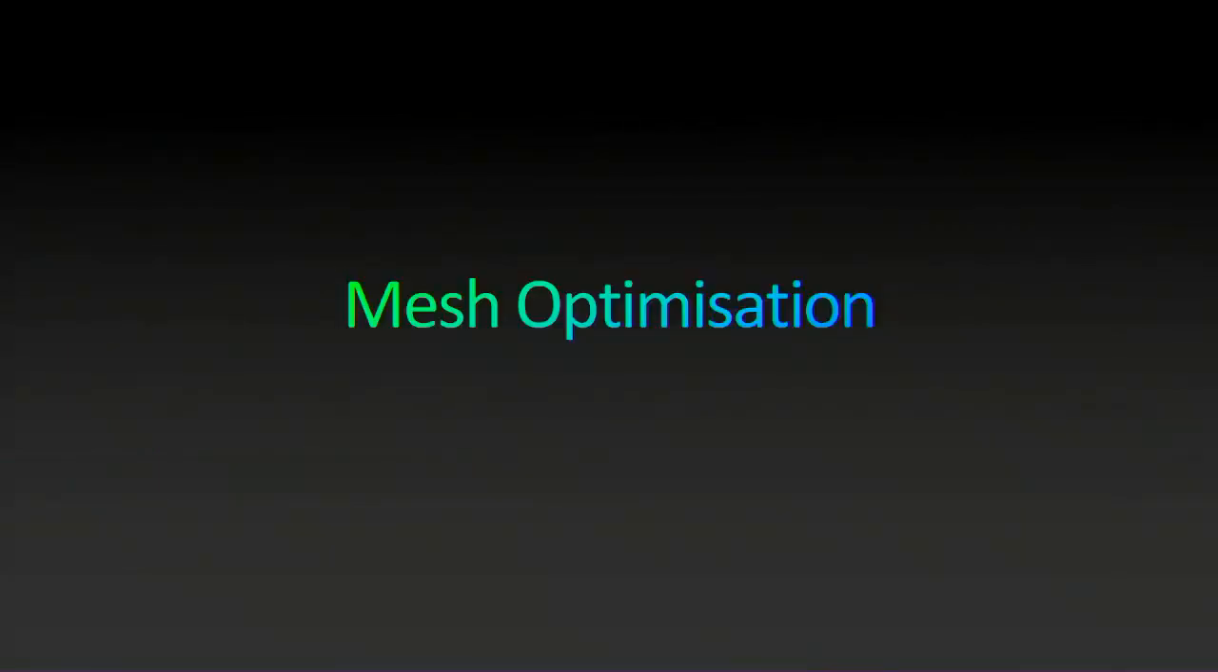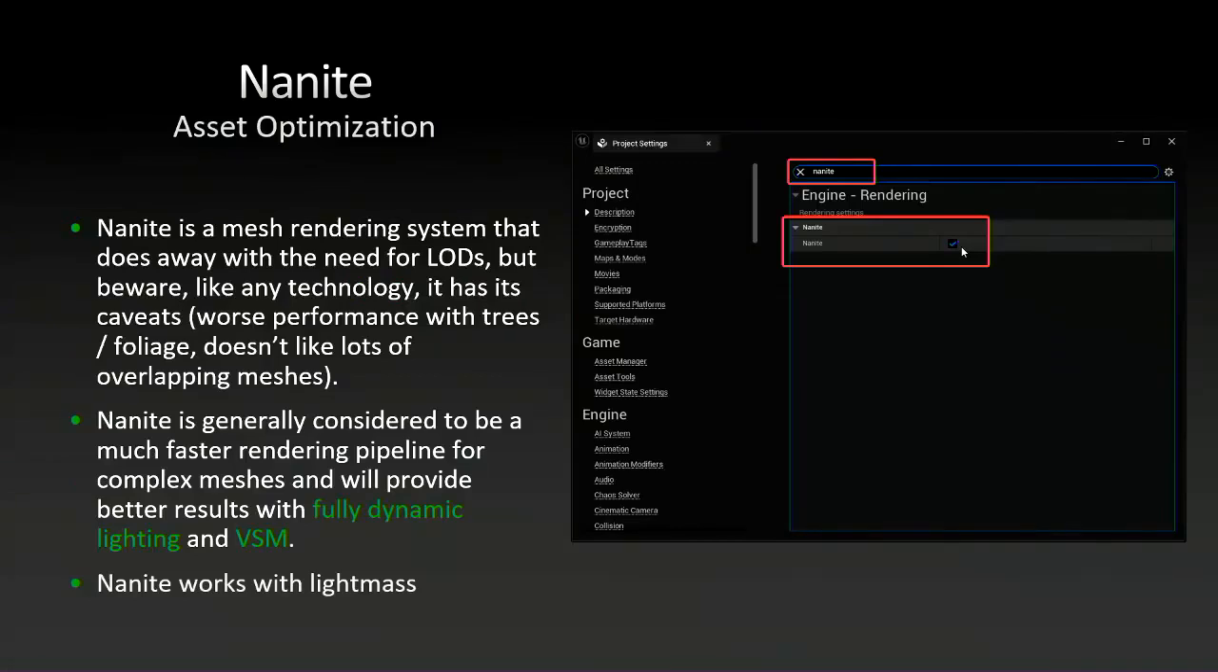So, mesh optimization. There's a thing called Nanite. Nanite is a measuring system that does away with the need for LODs. You should be aware of LODs, level of details for your meshes. It can be worse for things like trees and foliage, just because of how the technology works. It doesn't like overlapping meshes, but generally it can be quite fast for super complicated meshes that are kind of voluminous, an object that doesn't have too many branchy bits like a tree.